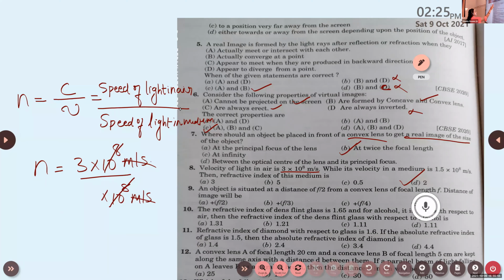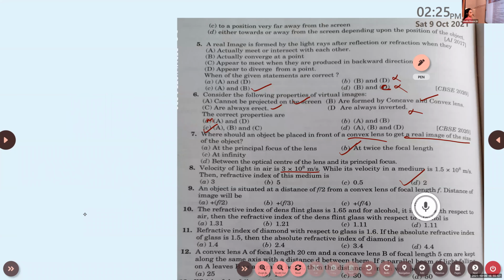Okay, now the next question. Question number 9. An object is situated at a distance of f by 2 from a convex lens of focal length f. The distance of the image will be plus f by 2, plus f by 3, plus f by 4, and minus f. Option D is minus f.